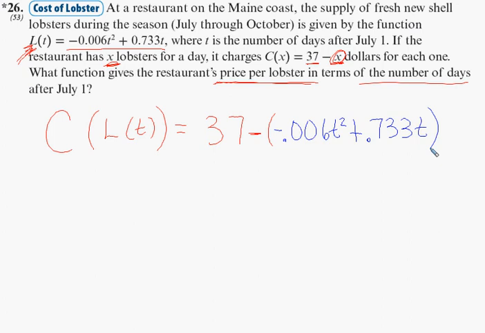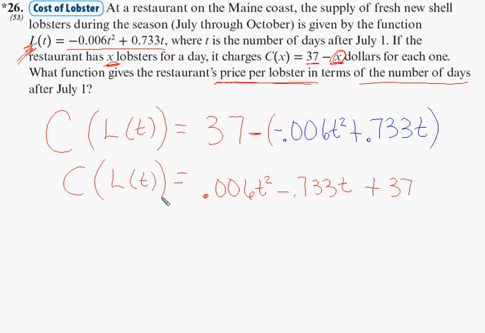Now we can just simplify this and it will look like this if we write it in descending order of the variable, which is a good way to write it. 0.006 t squared minus 0.733 t plus 37. I just used the distributive property here and simplified it. So the entire function written correctly is going to look like this.